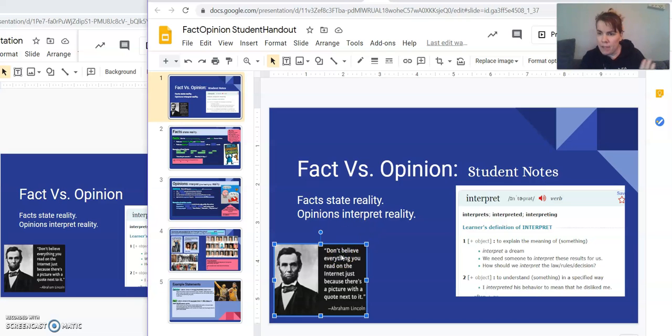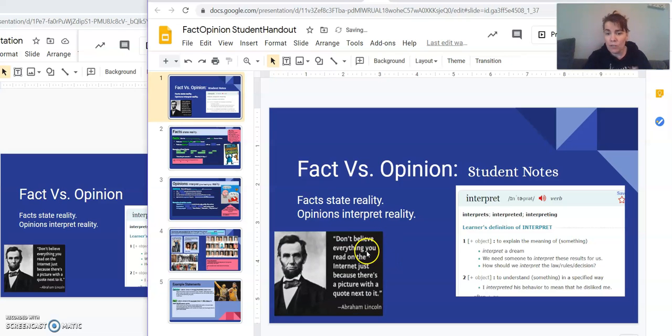I have one of my favorite little quotes down here. It says Abraham Lincoln, quote, "Don't believe everything you read on the internet just because there's a picture with a quote next to it." Now I've tried to think about when Abraham Lincoln said that. Clearly he didn't say that. Abraham Lincoln was not alive during the time of the internet. I mean, for part of my life, I wasn't alive in the time of the internet as we know it today. As adults, a lot of adults can misinterpret facts, because you just see something like a quote and a picture on the internet.